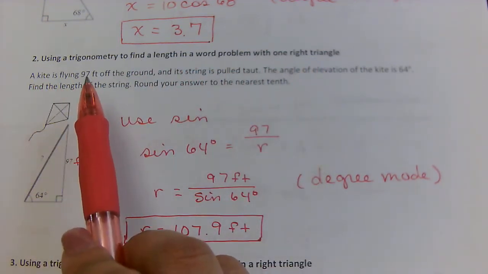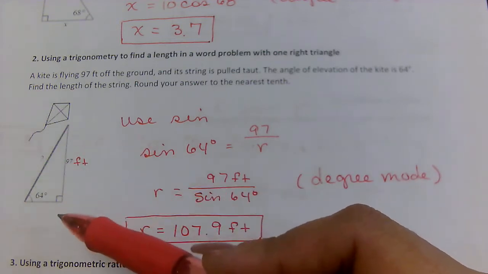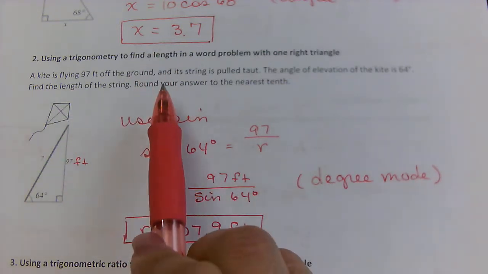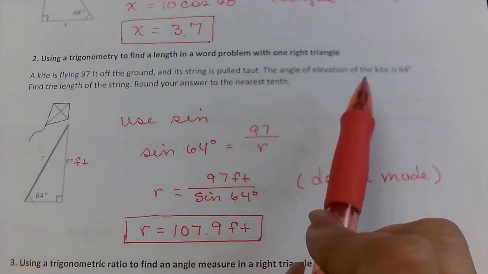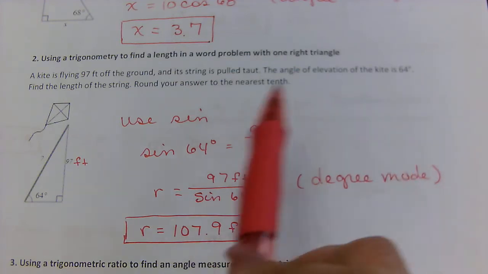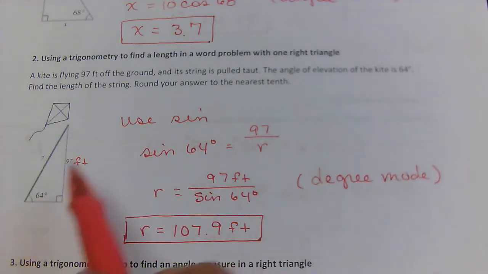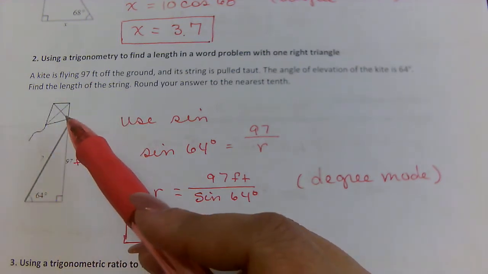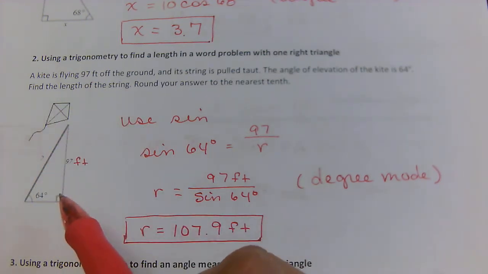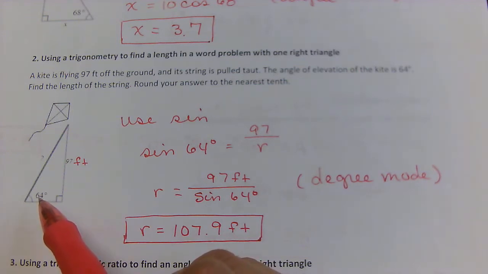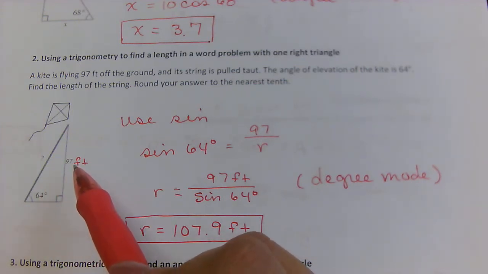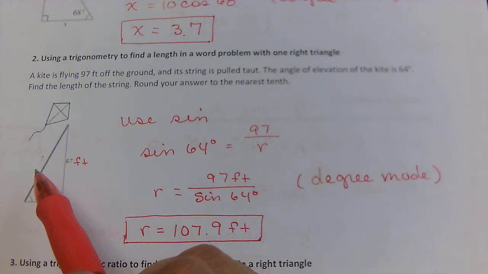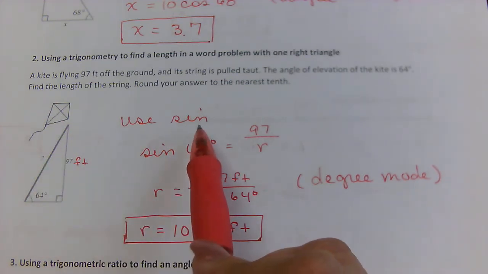Number 2 says we're going to find the length in a word problem. The kite is 67 feet off the ground, so here's our distance. The string is pulled tight, and the angle of elevation of the kite is 64, so we're using this picture. Find the length of the string. So what we're trying to find is the hypotenuse of this triangle. So given this angle in relationship, we're also given the opposite, and we're looking for the hypotenuse. So we'll be using sine.